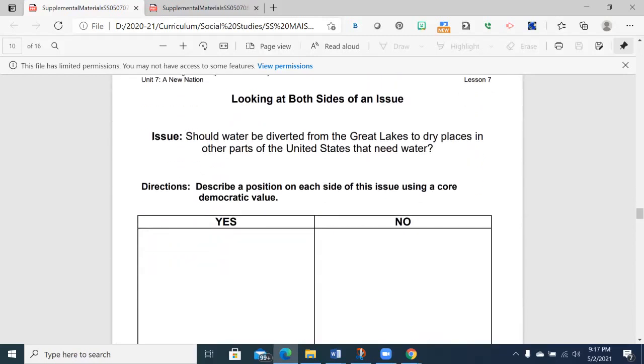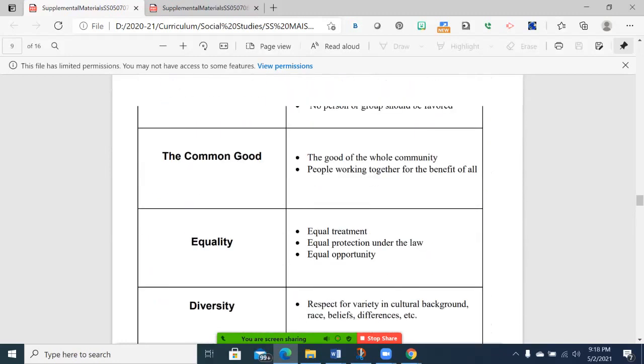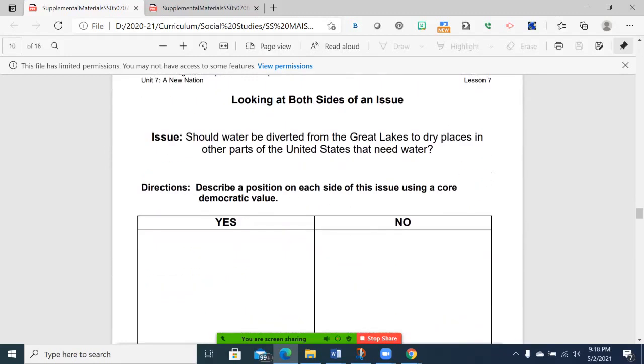All right, coming back. Should water be diverted from the Great Lakes to dry places? Describe a position on each side of this issue using a core democratic value. So use one of these to say yes, and one of these that would argue no. Go ahead and pause the video and fill that in.